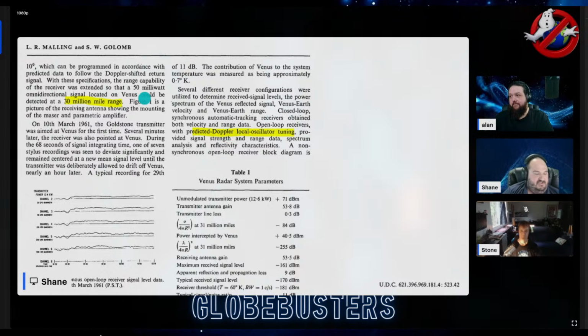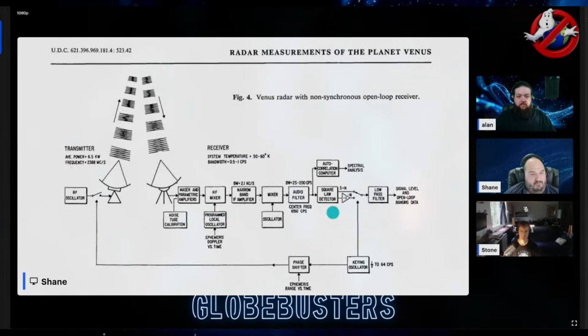So at its Keplerian orbit, where it's closest to Earth, they're trying to aim their telescopes at Earth on it, and they're trying to get a return to get the distance in the same D equals V times T relationship. So they're also using open loop receivers with predicted Doppler local oscillator tuning. As our boy Brian pointed out last time we did this, that just means they're pumping the signal range with which they're sending and receiving to an extreme where that's all they're going to hear and see.